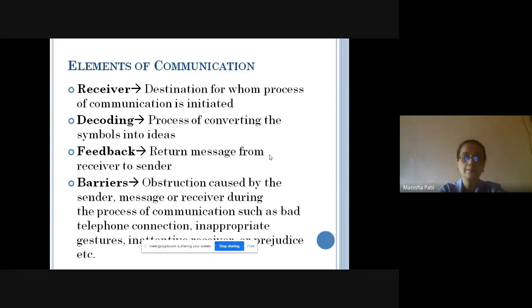And the last one, barriers to communication. These are the obstruction caused by the sender, message or receiver during the process of communication, such as bad telephone connection, inappropriate gesture, inattentiveness, prejudice, etc. So, in any way, if you are not able to understand whatever I am teaching you over here, then there is some or other barrier.